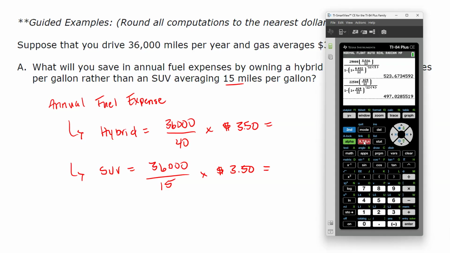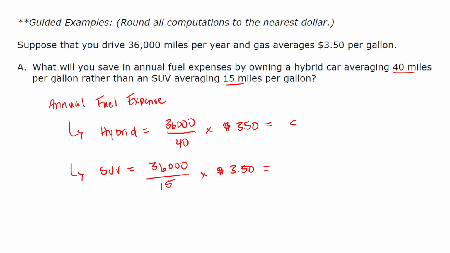So we'll have 36,000 divided by 40 times 3.50. We get 3,150 for the hybrid. Then for the SUV, divided by 15 times 3.50, we get 8,400.